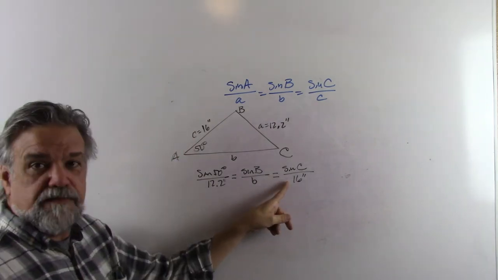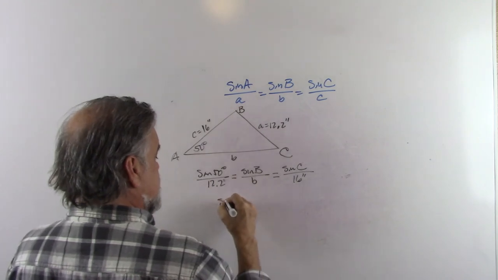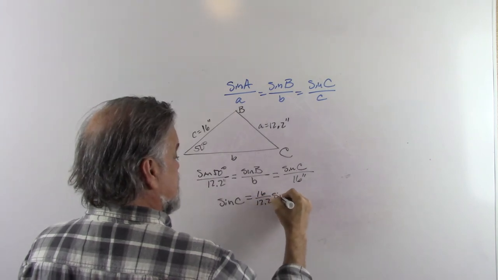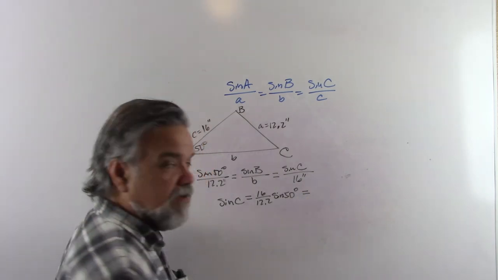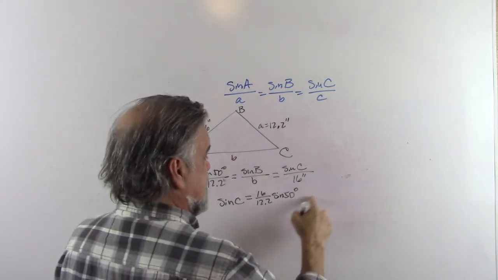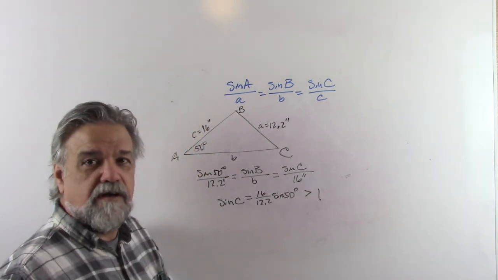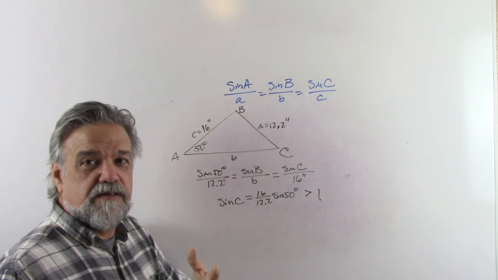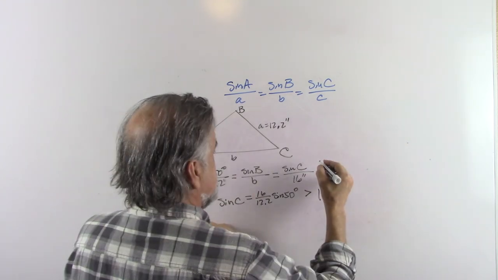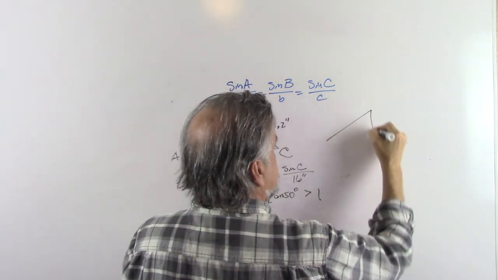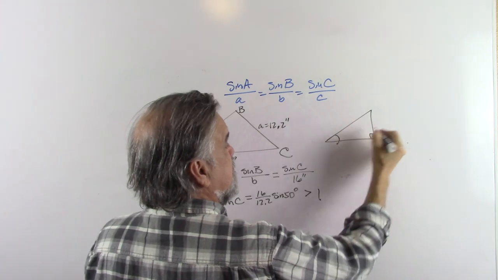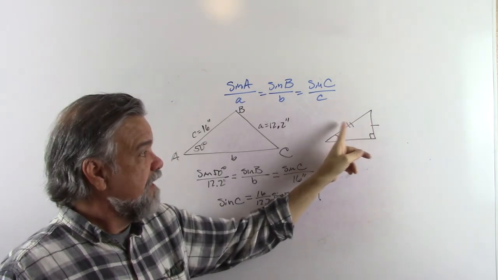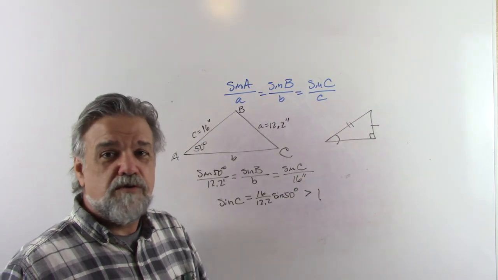All right. Well, again, let's find angle C. So that means we have the sine of angle C equals 16 over 12.2 times the sine of 50 degrees. And that equals, well, when I calculated that, I got a number that was slightly bigger than 1. That can't happen. Why can that not happen? Think about how we originally defined the sine of an angle. We said the sine of an angle, if you're given a right triangle, is going to be the opposite over the hypotenuse. If the opposite over the hypotenuse is greater than 1, that means the opposite has to be bigger than the hypotenuse. No, that doesn't work.